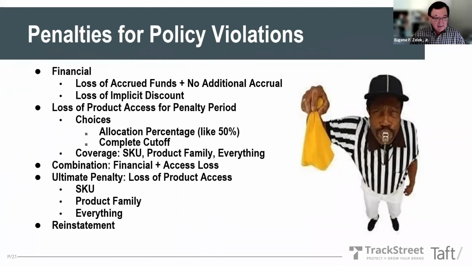Another one is loss of product access during the penalty period. We've had some clients that go with an allocation percentage. So they said, whatever you bought from us last year, we'll only allow you to buy up to 50% of that during the penalty period because of the second violation, or a complete cutoff for 30, 60, 90 days. We don't allow you to buy. And this can apply to just a single SKU or a product family or everything in the line.